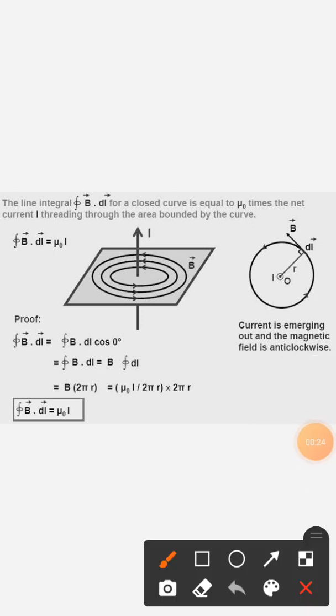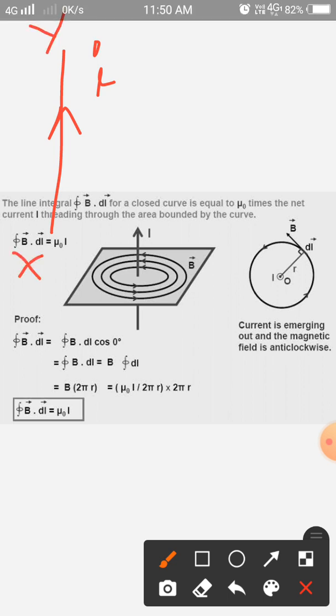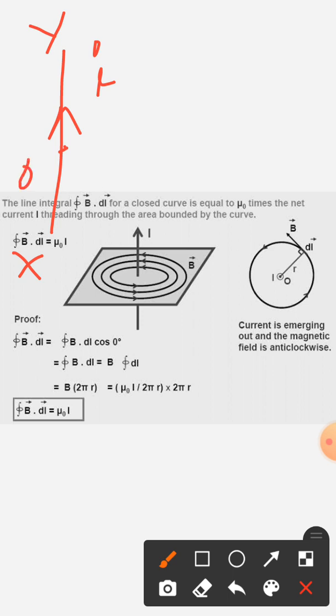For example, this is a wire. The current passes through this wire, here point X, point Y. The direction of current I flows from X to Y. From any point O on this wire XY, at a distance R, there is a point P where we are interested to find the strength of the magnetic field.